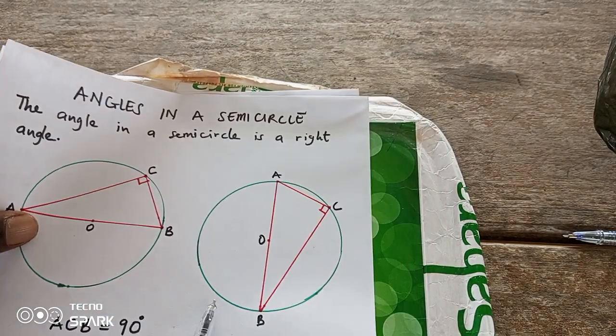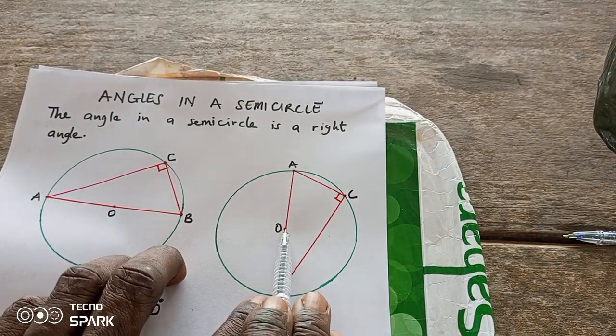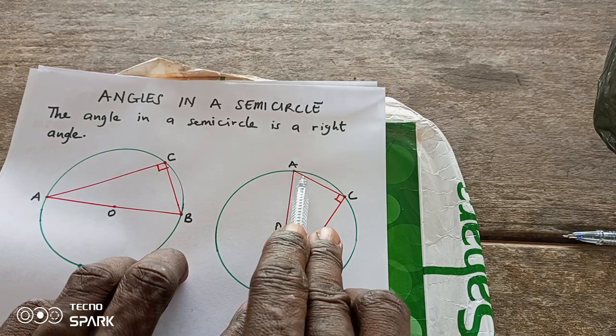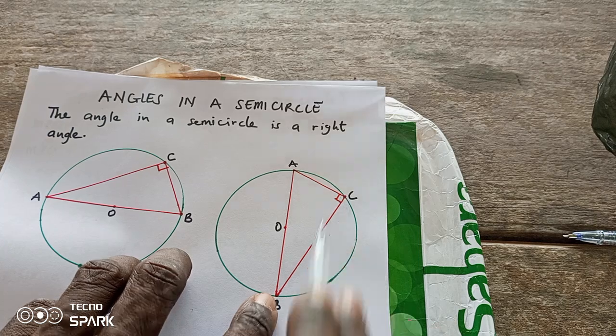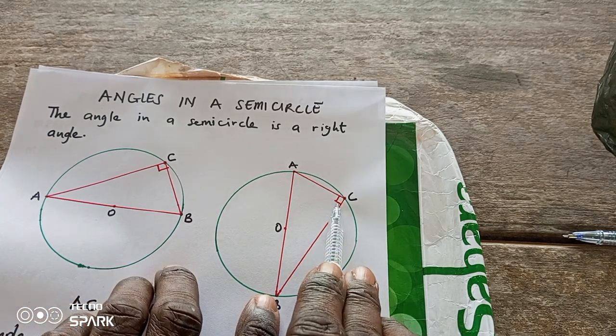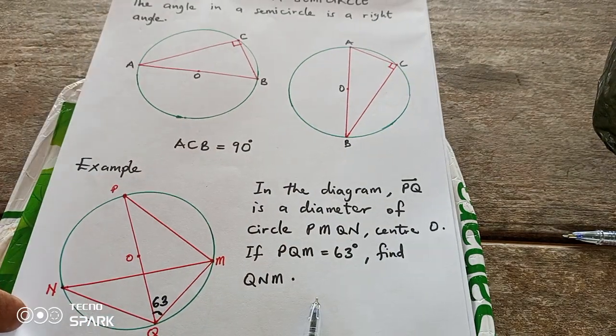Let's look at this other diagram. You realize this is the diameter because it passes through the center. So if you now make an angle that touches the circumference from this diameter, it should always give you 90 degrees. So now let's look at this example.